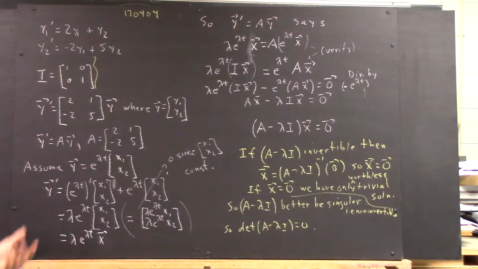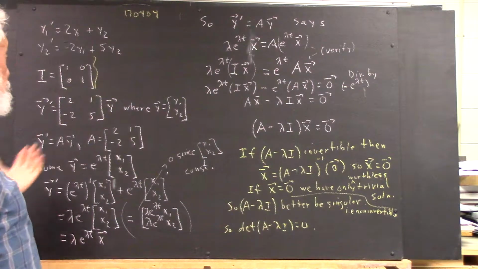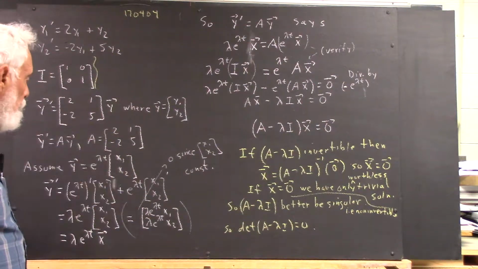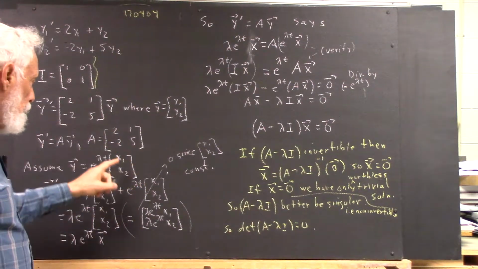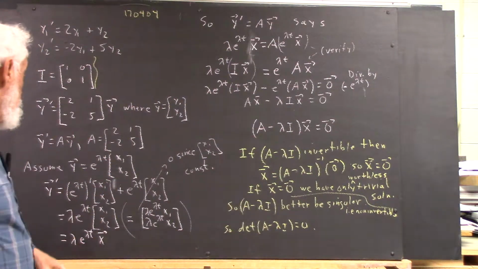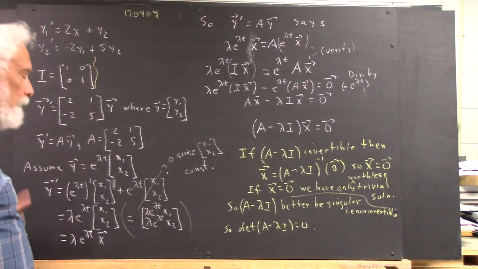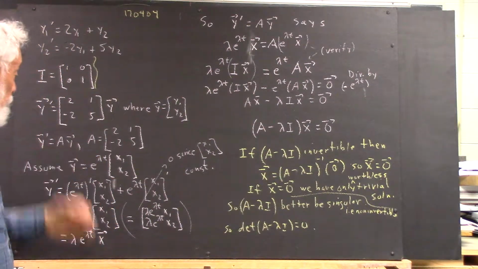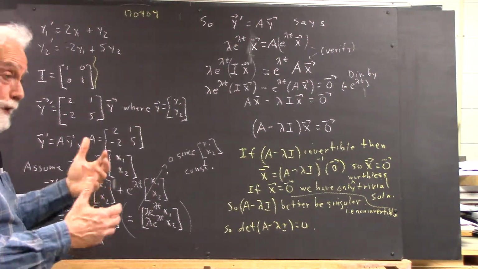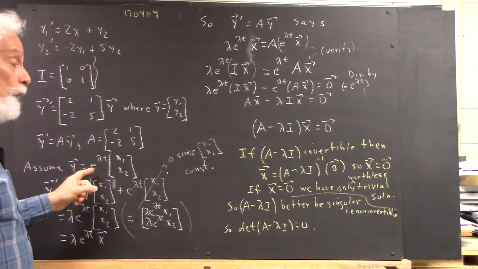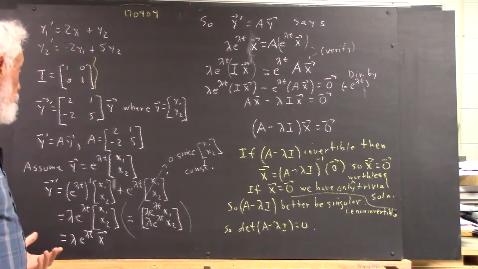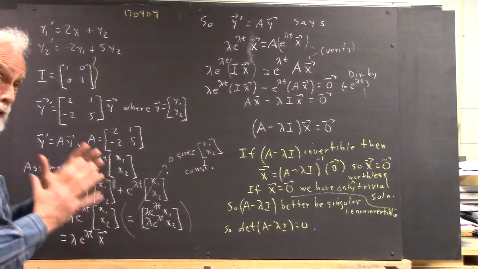Now, we're going to assume a solution to this equation of the form e to the lambda t times an x1, x2 vector, where x1 and x2, I didn't write it down here, are just constant numbers. This is very similar to what we did in solving second order equations. We assume that y equals a e to the lambda t, or c e to the lambda t, some multiple of e to the lambda t, and we plug in and we get a characteristic equation.